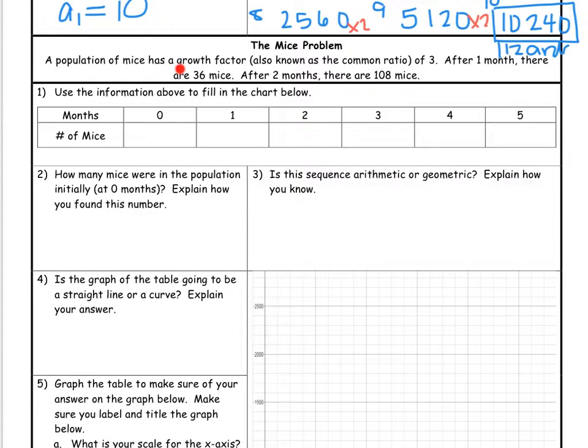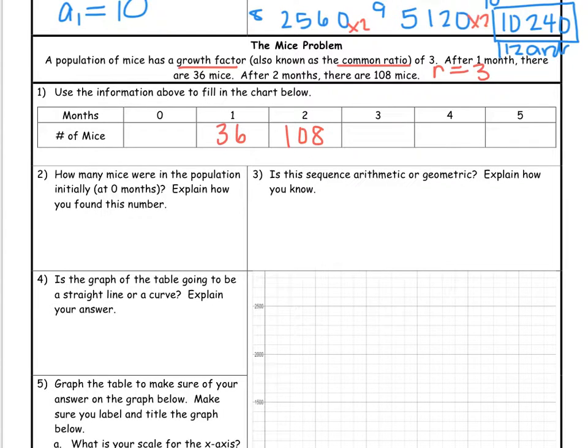So a population of mice has a growth factor, also known as the common ratio, because it's growing. The growth factor and common ratio are the same thing. And that common ratio is 3. After 1 month, there are 36 mice. After 2 months, there are 108 mice. So at the end of month 1, there's 36. At the end of month 2, there's 108. Sorry.